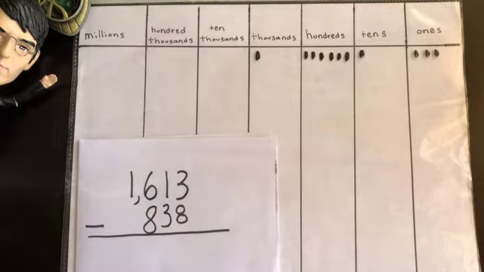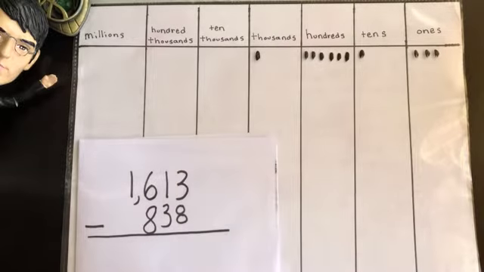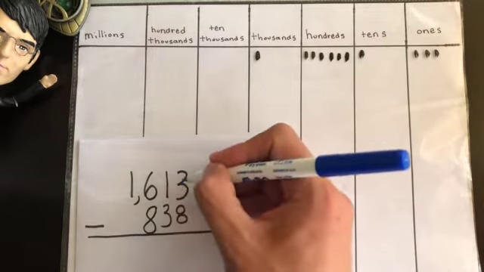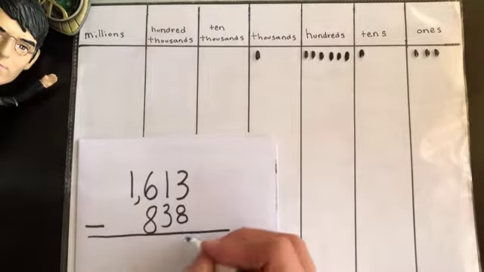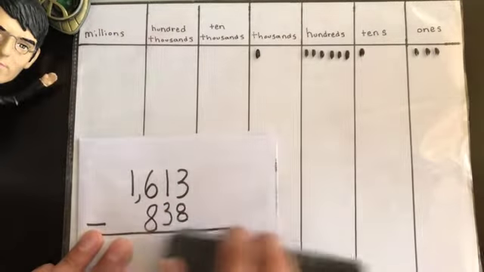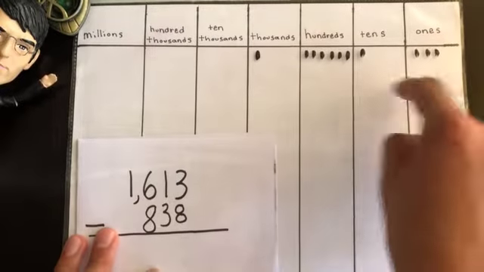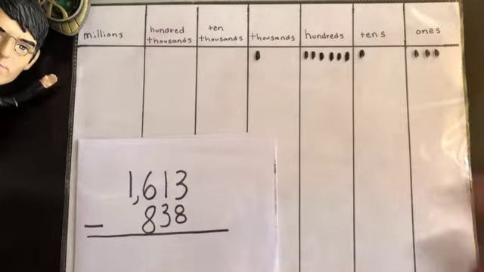Sometimes what I see some students do is that they have this 3 ones and this 8 ones, and they say, well, Mr. Samaniego, the only difference between 3 and 8 is 5. There it is. Easy. And I'm like, wait a second. No. Doesn't work that way.